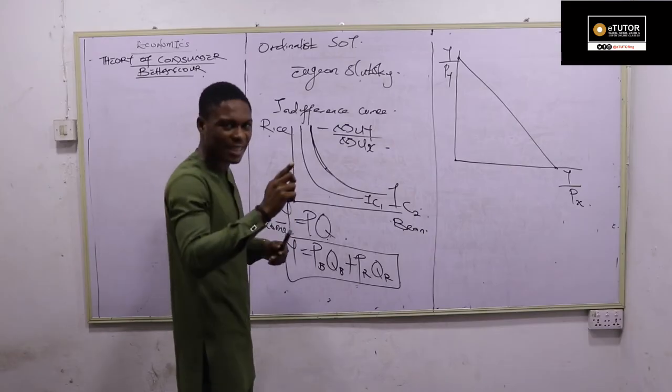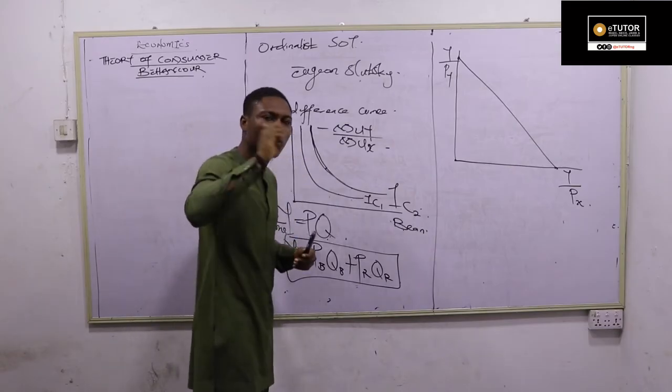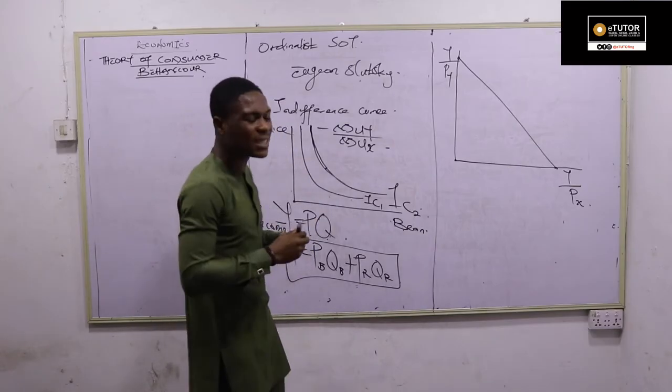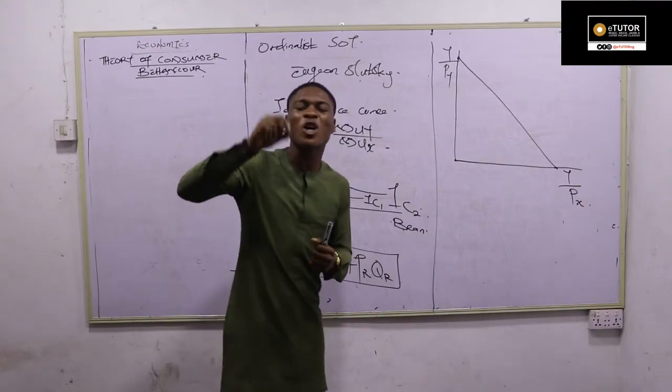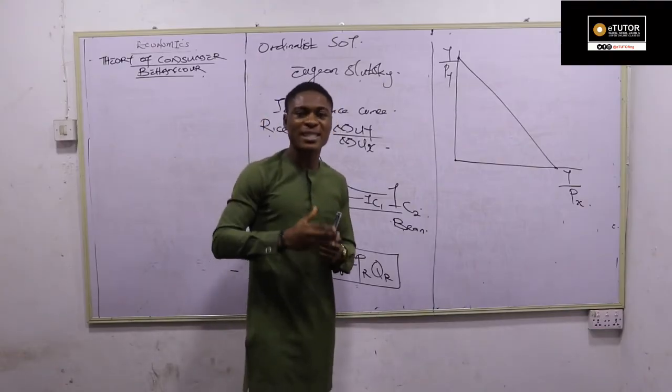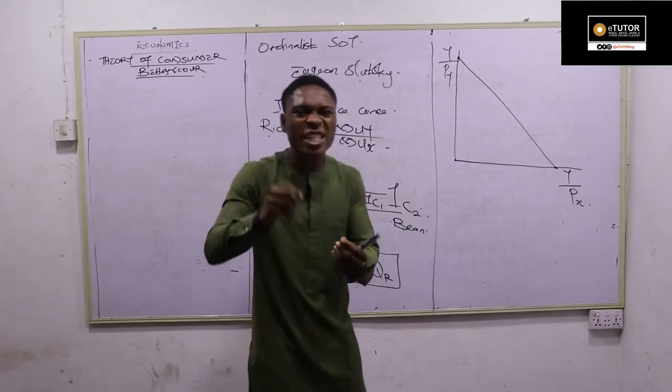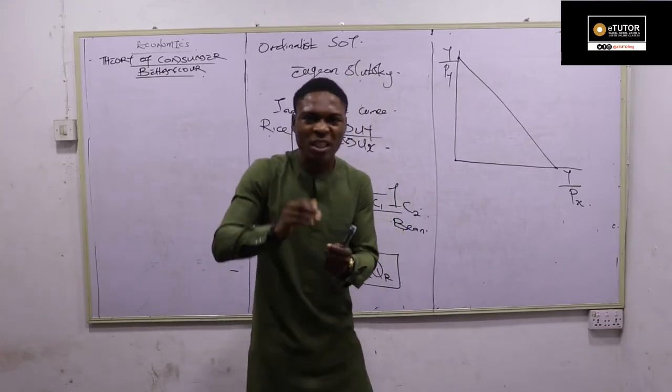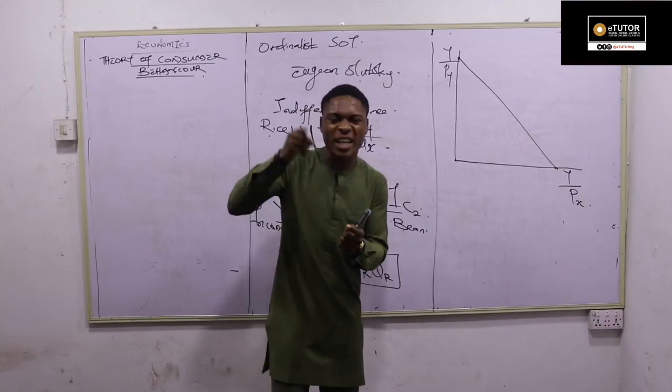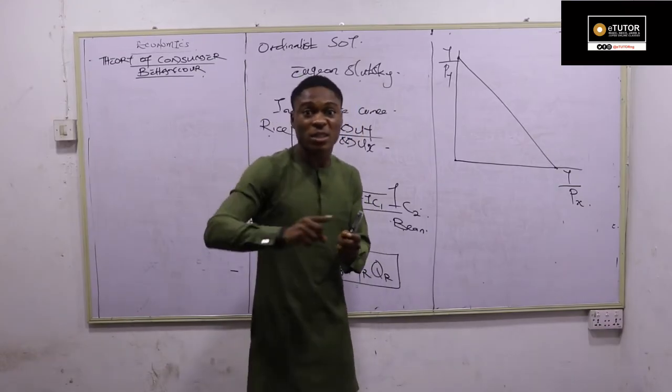One relationship between the indifference curve and the budget line is that there is what we call the point of tangency. The consumer's equilibrium, according to the ordinalist, is that the indifference curve must be tangential to the budget line. When we say it is tangential to the budget line, it simply means it rests directly on the budget line, in which at the point of equilibrium, it is not above it, neither is it below it.